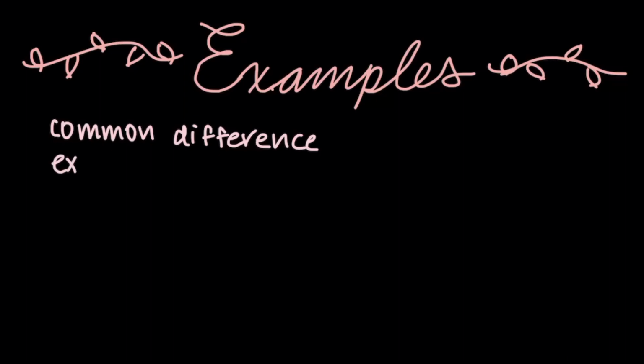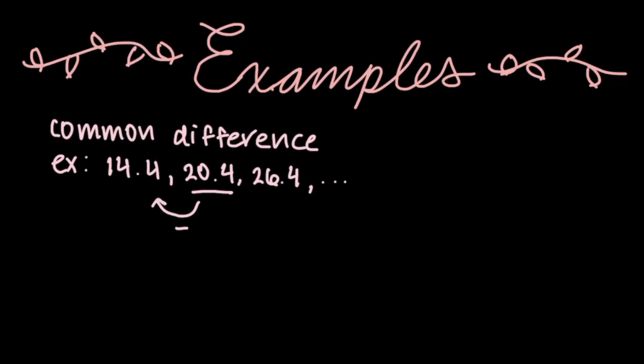Let's try to do some example problems on arithmetic sequences. The first topic we will tackle is the common difference. In our example, our sequence has 3 terms where the first, second, and third term are 14.4, 20.4, and 26.4. To find the common difference, take the second term and subtract the first term from it to get your answer. So in our case, 20.4 minus 14.4 is 6. To double check our answer, we know that 26.4 minus 20.4 is also 6.